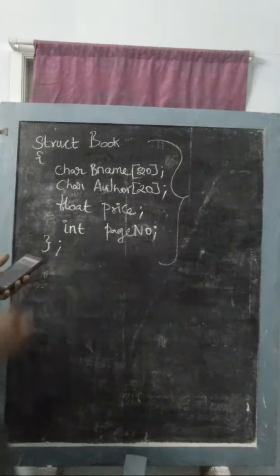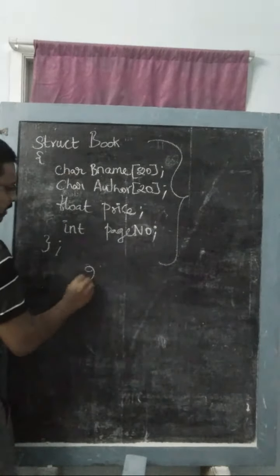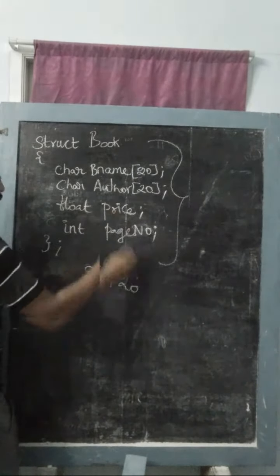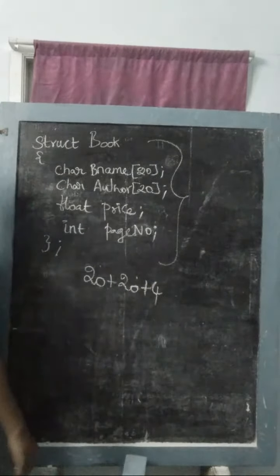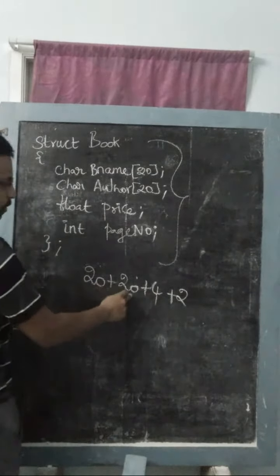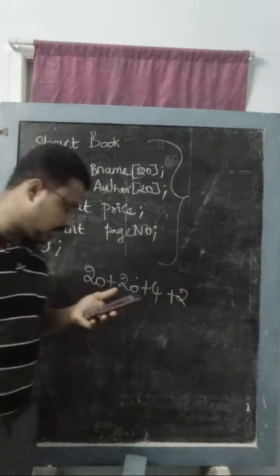Snuffy Blossom, 46, that is the answer. Shall we check? The first one consists of 20 bytes, the second one consists of 20 bytes, then float consists of 4, and then integer consists of 2. 20 plus 20, 40, 44, 46. Smuffy Blossom, that is the right answer.